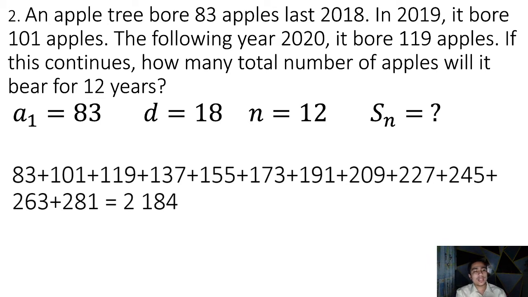So, 83, kunin muna natin lahat yung 12 na numbers, 12 terms. So, 83, 101, 119, hanggang umabot ng 281. Yun yung pang 12. And after that, to get the sum, ano ba yung sum? You just have to add all the terms. So, add 83 plus 101 plus 119 plus 137 up to plus 281. And that will give us 2,184.